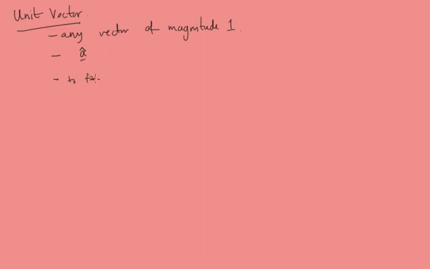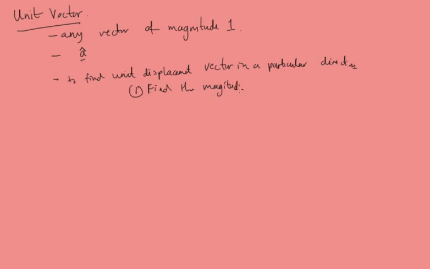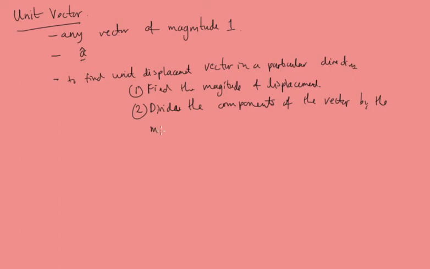So to find a unit displacement vector in a particular direction, firstly we find the magnitude of displacement, and then secondly we divide the components of the vector by the magnitude.